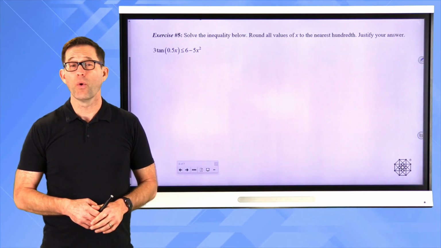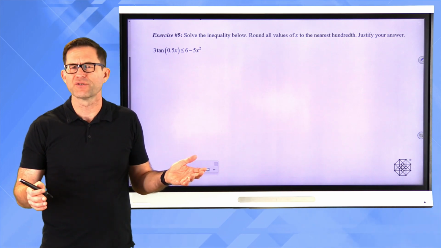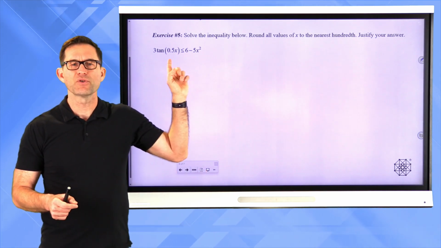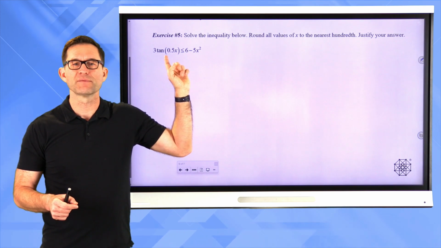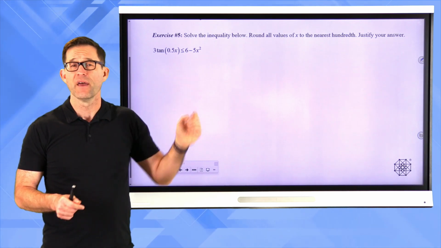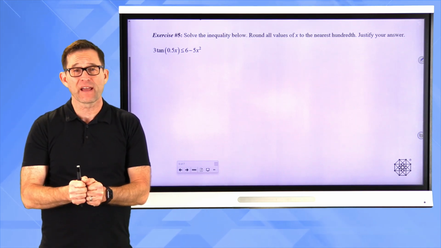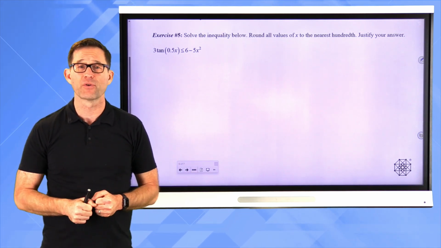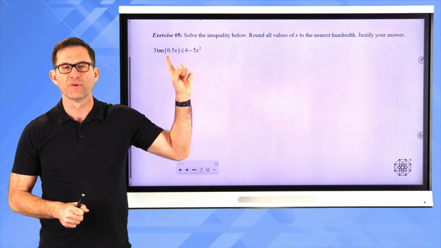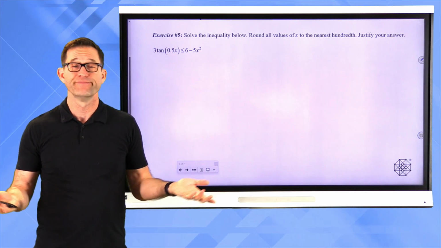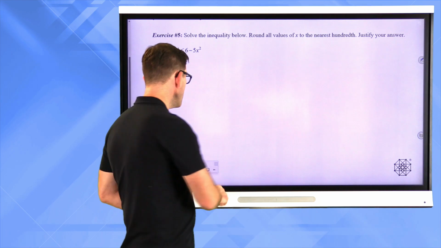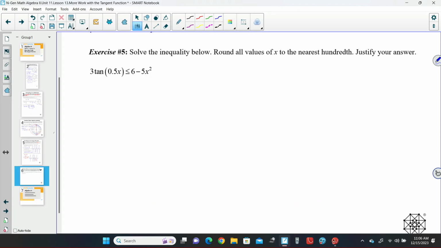And again, it's kind of cool because even without having to understand exactly what it looks like, this particular side of the inequality, 3 times the tangent of 0.5x, it's been stretched vertically by a factor of 3, and it's been actually stretched horizontally by a factor of 2, right? That whole reciprocal of 1/2 business. I don't need to know that. All I need to do is produce an appropriate graph. So let's take a look.